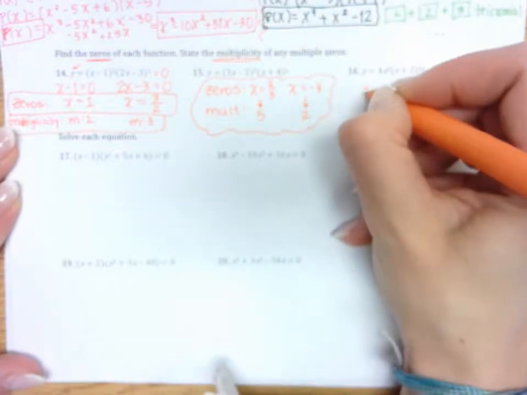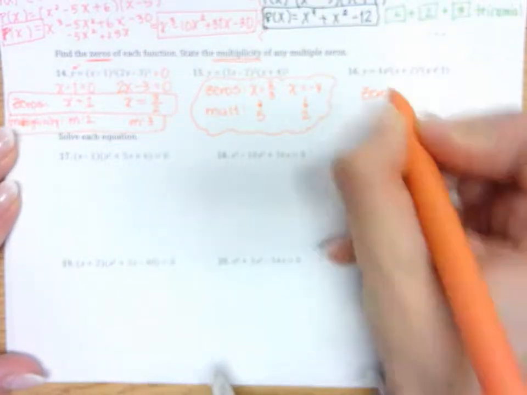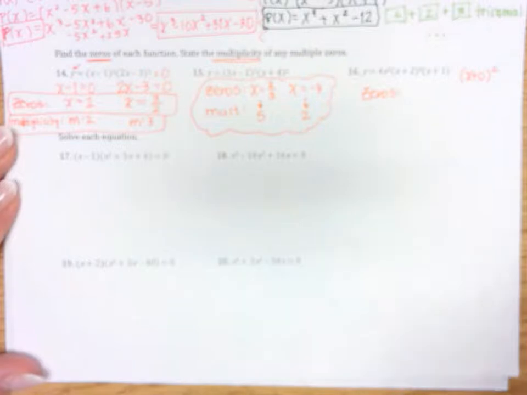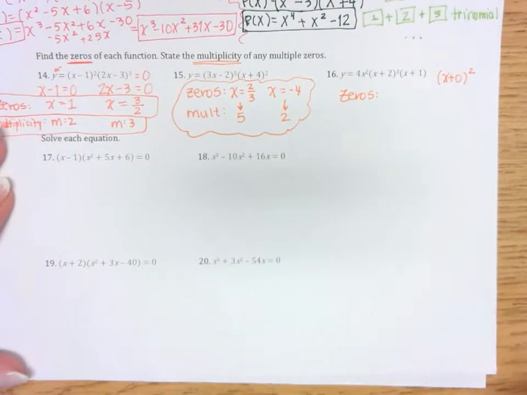Next, zeros. X squared is the same as an x plus 0 squared, okay? The 4 is just a vertical stretch of 4. Sorry, it's a little unfocused. The 4 is just a vertical stretch of 4. Please do not read into that, okay?